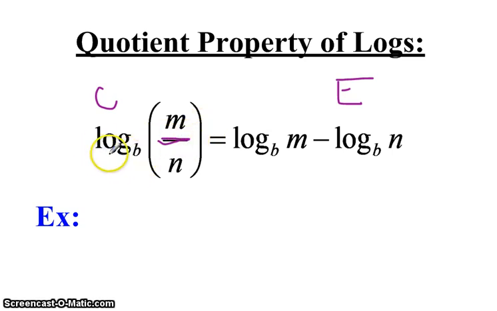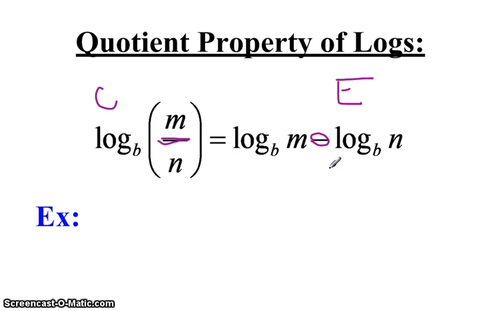Now, as you notice, the log base b is going to end up being written twice because we do have two things going on. M is coming first, so it goes with the first one. N came second, so it goes with the second one. The main difference is that because it was division in the condensed form, you get the minus sign in the expanded form.